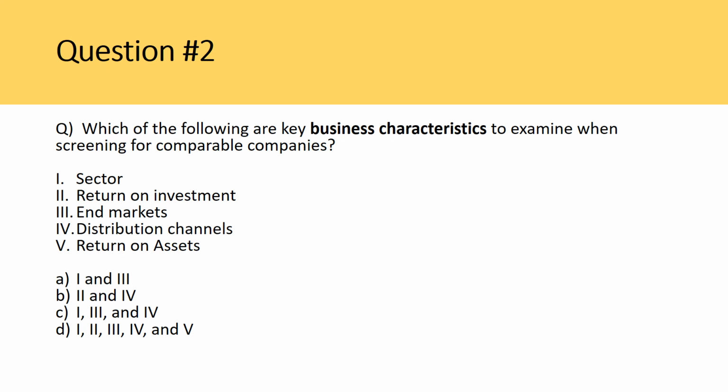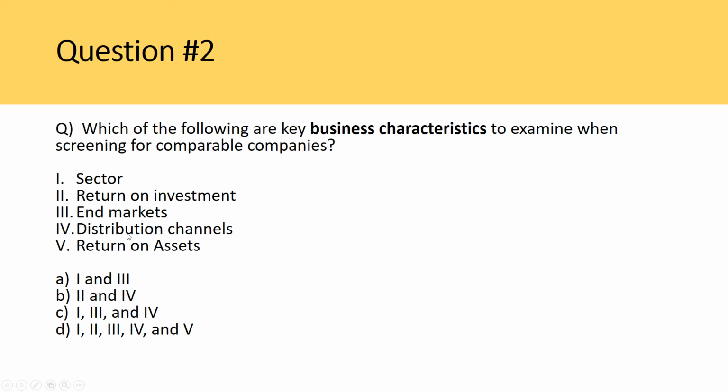Question 2, which of the following are the key business characteristics to examine when screening for comparable companies? So when we're talking about business characteristics, we're trying to determine the business profile of the business so that we can really understand if it is a true comparable to our target company. So sector would be important, but return on investment is more of a financial metric than a business characteristic. So we'd exclude that. End markets is a very, very important characteristic, so is distribution channels, to really determine whether the business is serving the same customers and therefore susceptible to the same cycles of the economy.